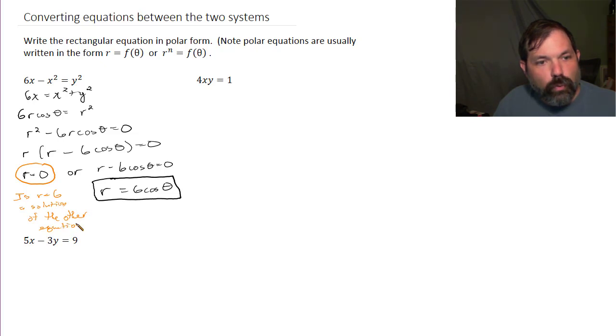So if we look at this equation over here, this r equals 6 cosine theta, can r ever equal 0? Well, certainly r can equal 0. If theta is pi over 2, the cosine of pi over 2 is 0, 6 times 0 is 0, and so then we can throw away the r equals 0 and just keep the 6 cosine theta. All right, so let's look at a couple others.